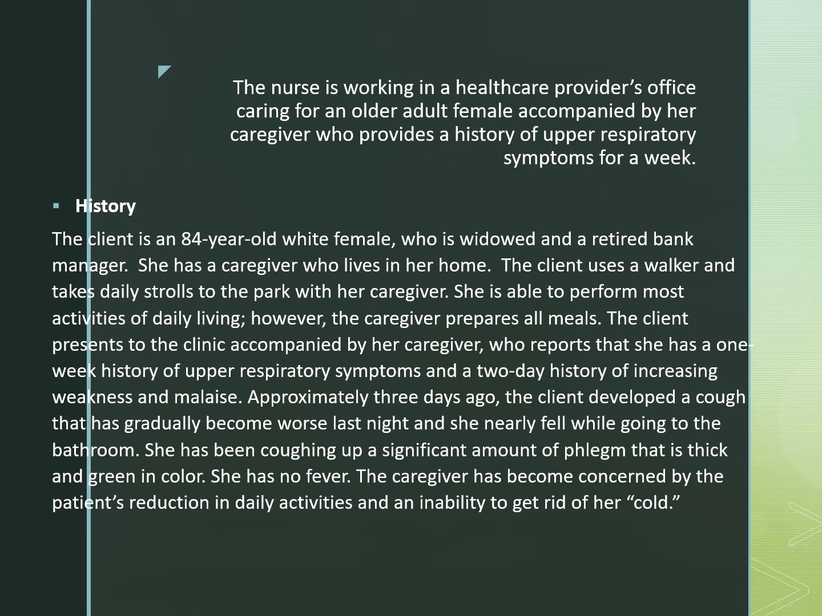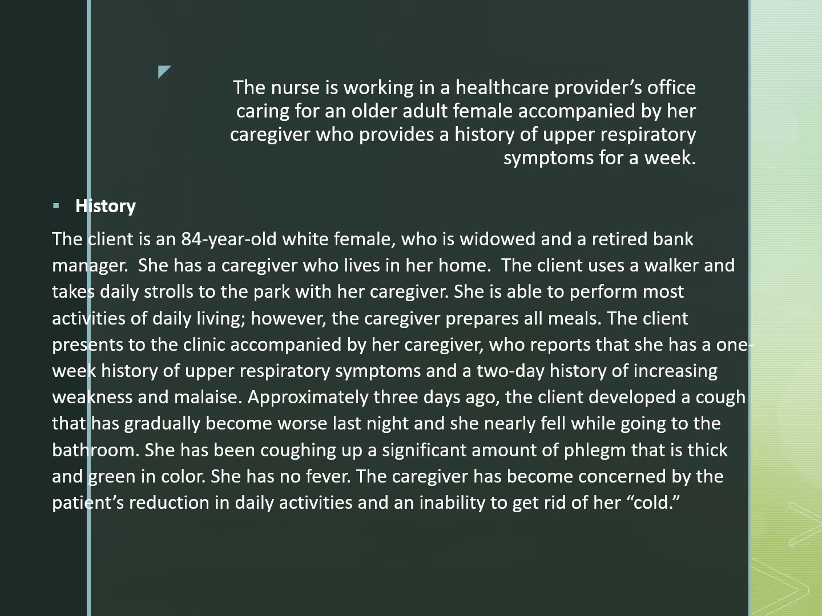She is able to perform most activities of daily living. However, the caregiver prepares all of the meals. The client presents to the clinic accompanied by the caregiver that reports she's had a 1 week history of upper respiratory symptoms and a 2-day history of increasing weakness and malaise.